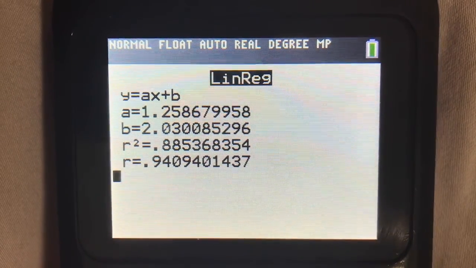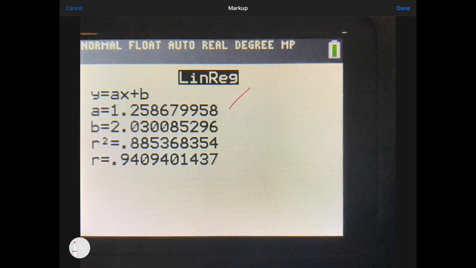Using our data, we get the equation y equals 1.259x plus 2.03. This function also gives us an r value, which is a correlation coefficient. We want this number to be as close to 1 as possible, so our value of 0.941 is pretty good.